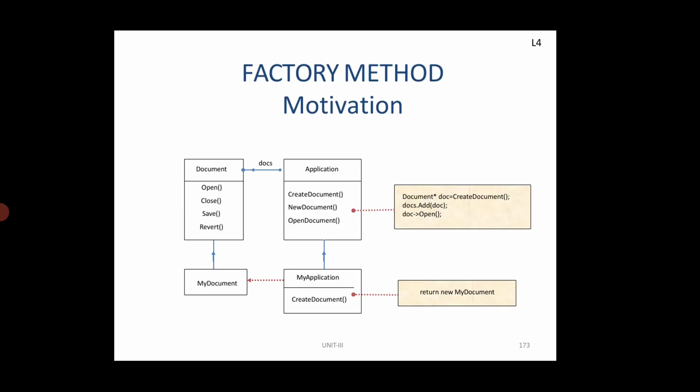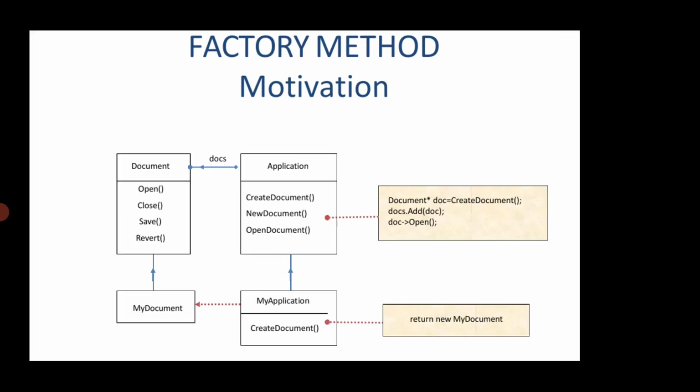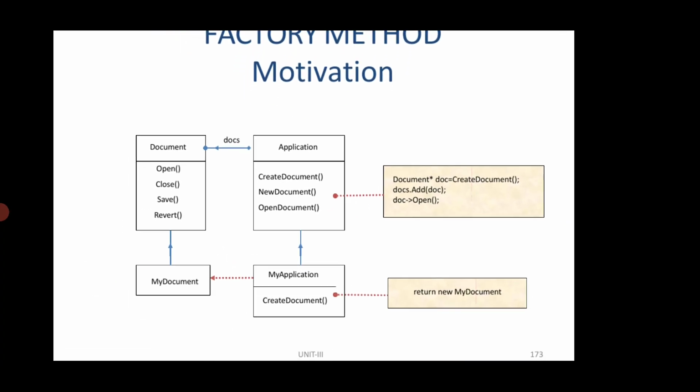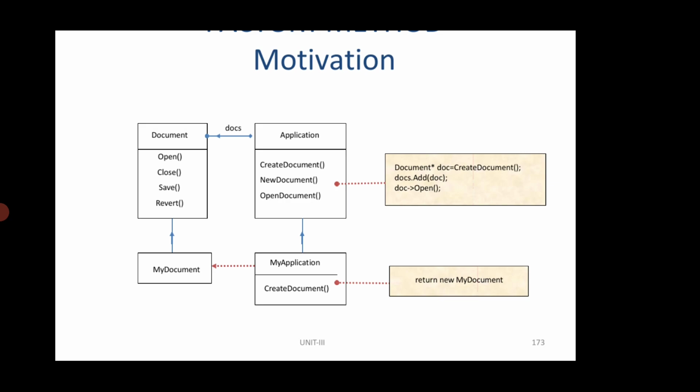The figure explanation here: we have some documents and applications, and we are returning some documents. How we want to create the documents, whatever documents we need to add, and whatever documents we need to open, and whatever documents are created, we need to perform some operations like open function, close function, save function, revert function.